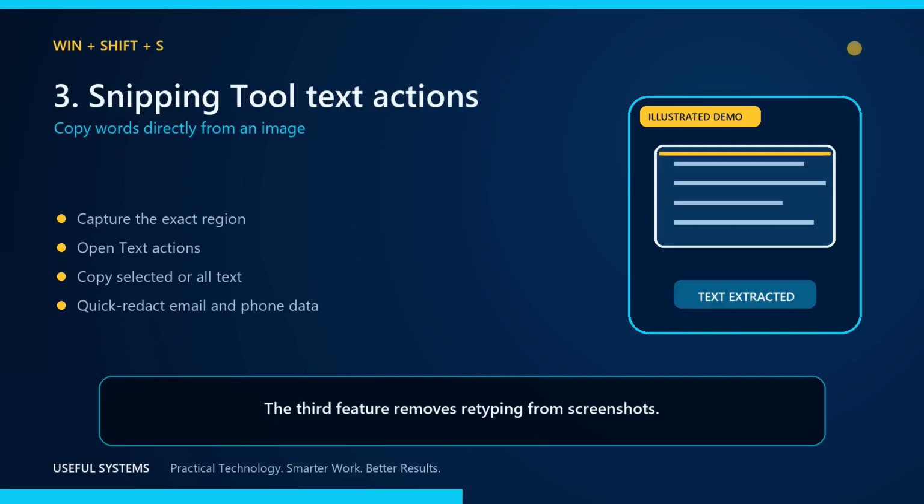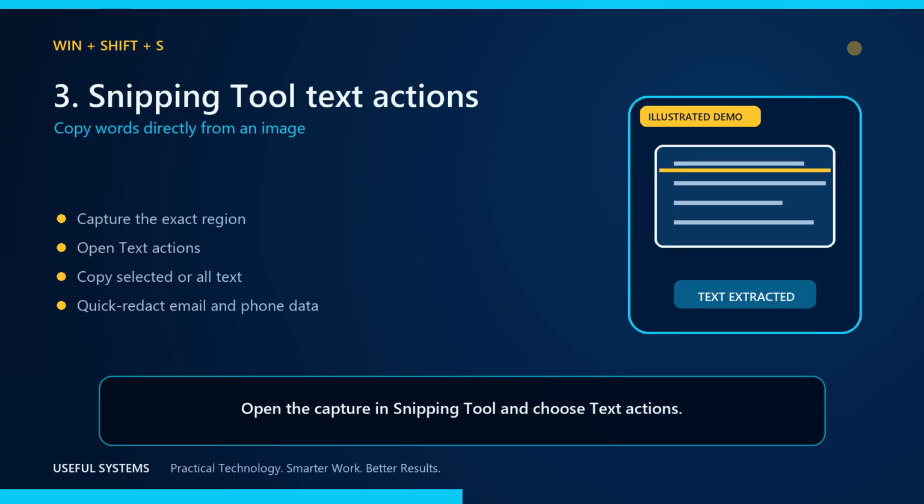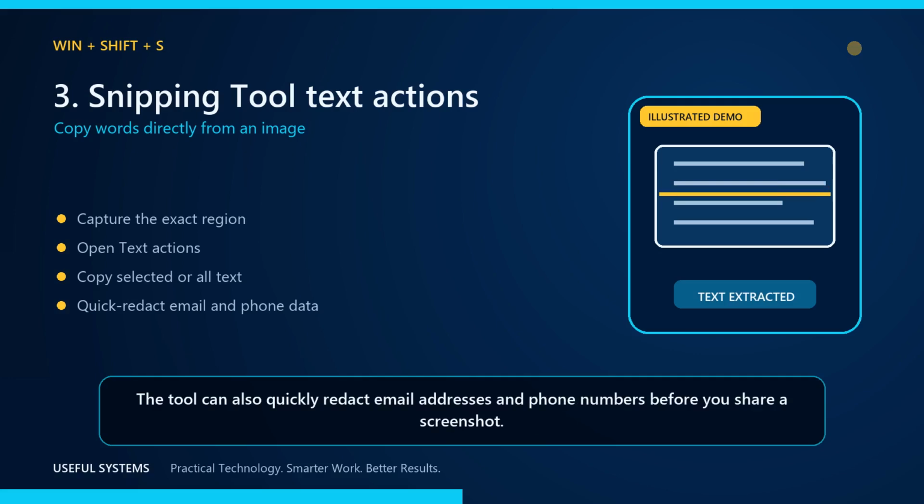The third feature removes retyping from screenshots. Press Windows key, Shift, and S, then capture the region containing the words you need. Open the capture in Snipping Tool and choose Text Actions. Windows uses optical character recognition to detect text inside the image. You can copy one selection or copy all detected text. The tool can also quickly redact email addresses and phone numbers before you share a screenshot.